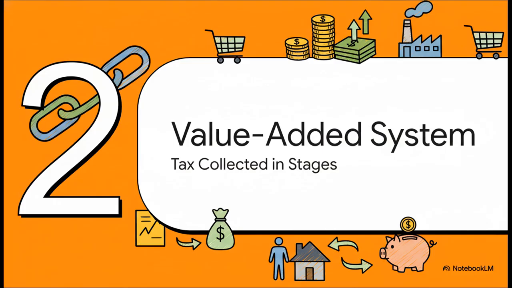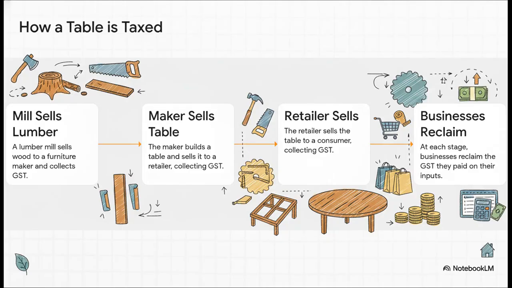Okay, now for the really clever part. Let's dig into the core principle of the GST. It's a value-added tax. This is a really crucial distinction. Unlike a simple retail sales tax that just gets tacked on at the very end when you buy something, the GST is actually collected in stages, all the way through the production line. So how does that actually work?